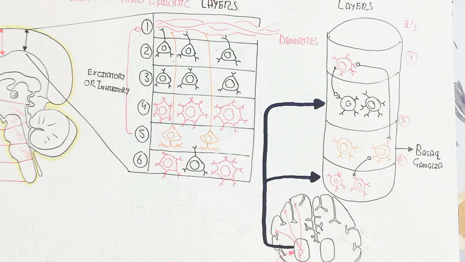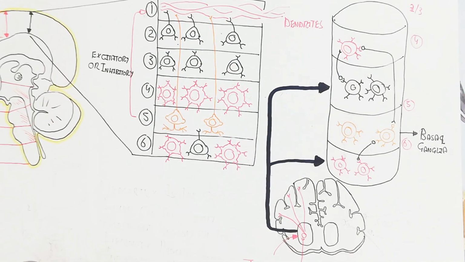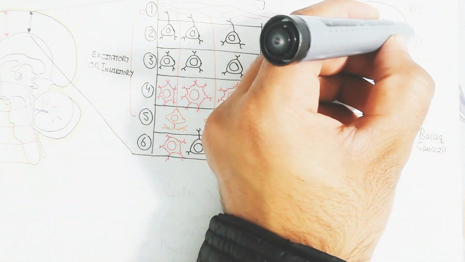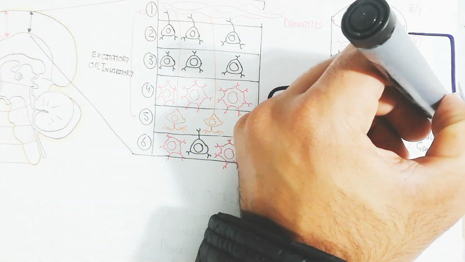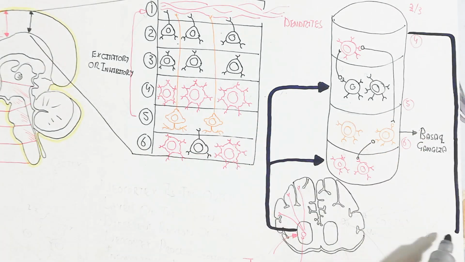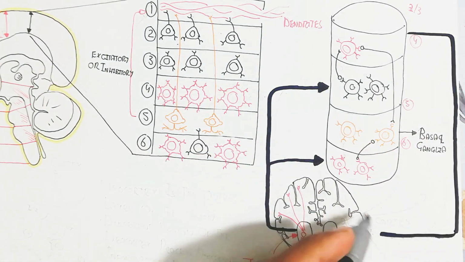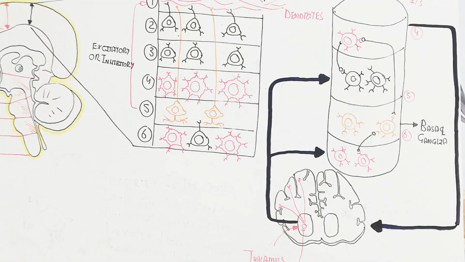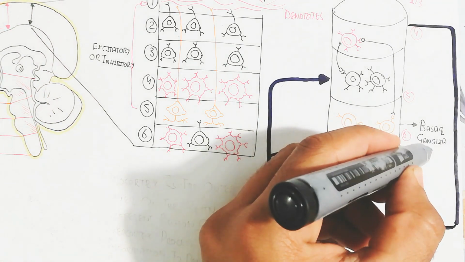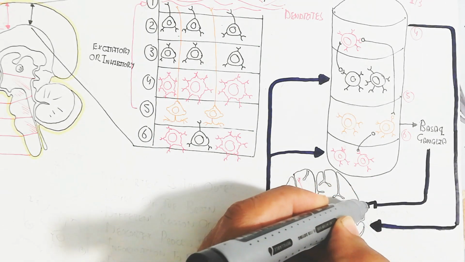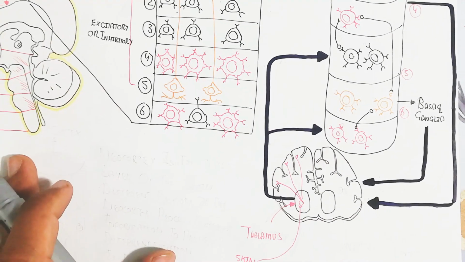After this, the fifth layer of the neocortex transmits the signal to the basal ganglia for the improvement and movement of muscle smoothly, or for other memories. On the other hand, here is layer 4, and layers 2 and 3 will transmit the signal to the thalamus and to the cortex, and the basal ganglia also transmit the signal to the thalamus.